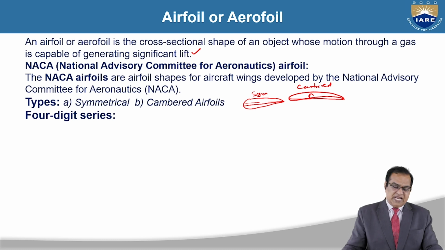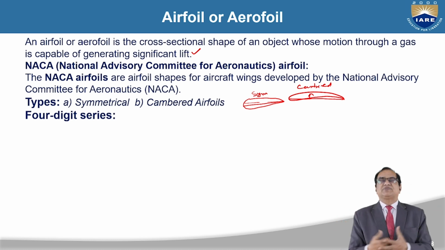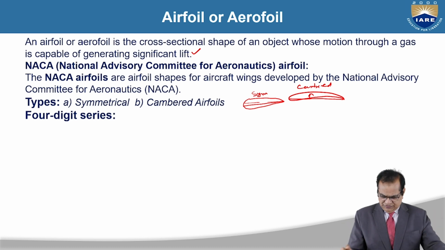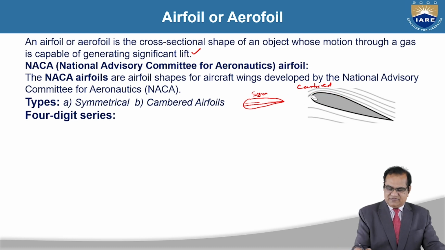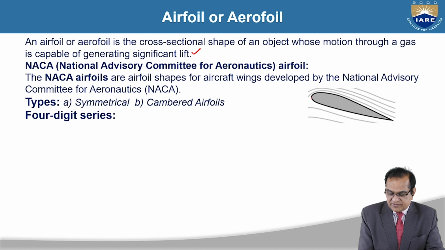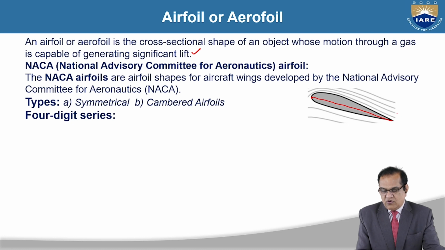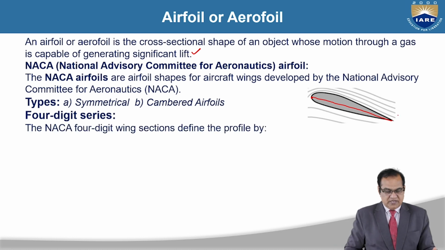So NACA has different types of specification. I am discussing here one type of specification of the airfoil, that is called the 4 digit series of airfoil. Here you can see the leading edge and this is the trailing edge, and if you join them, it is the chord.